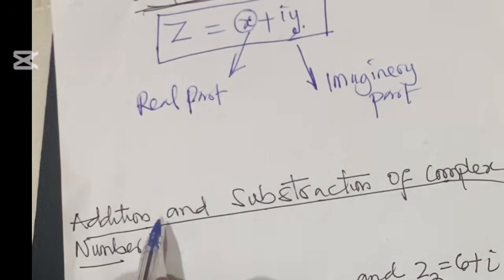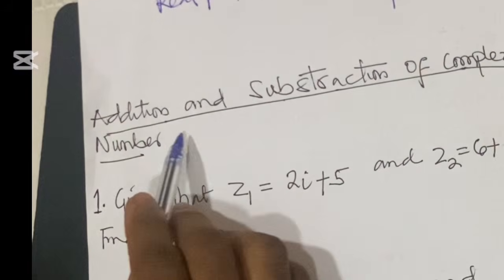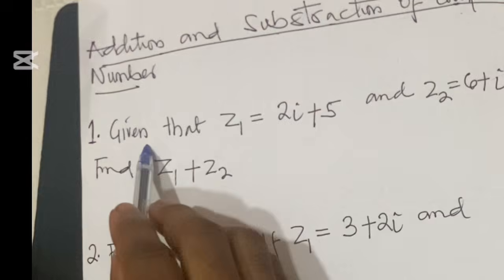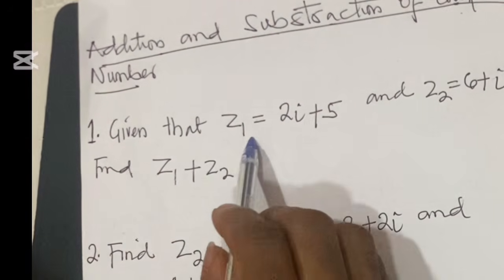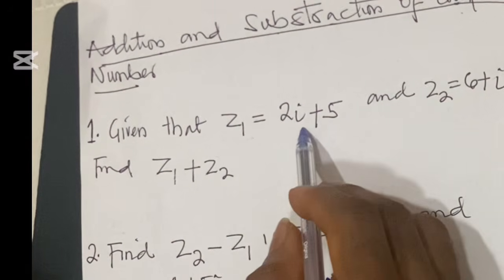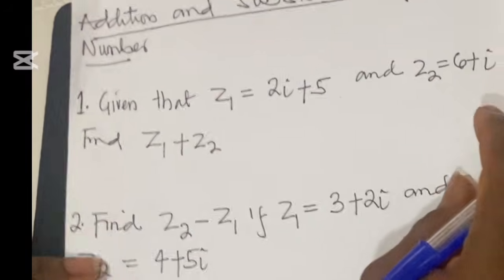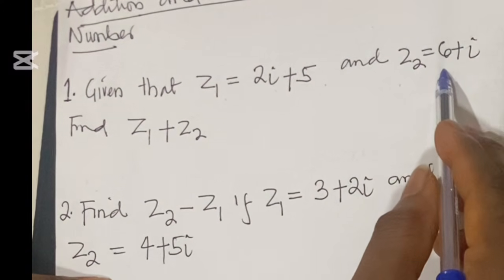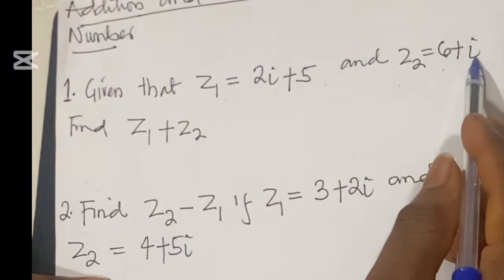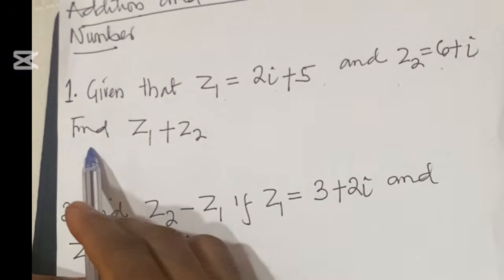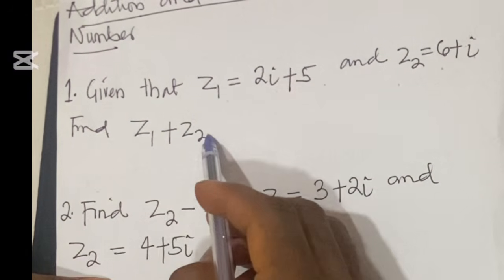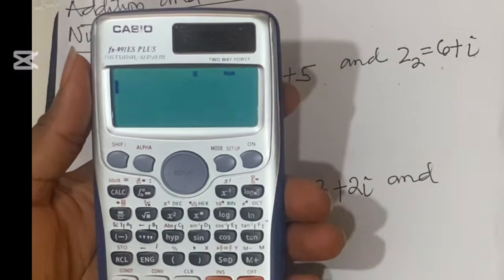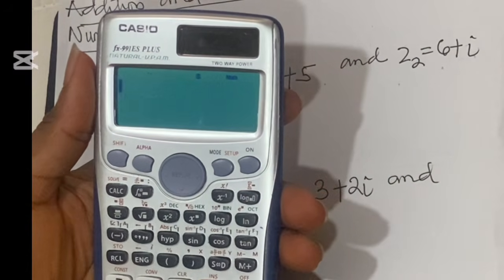Please write: addition and subtraction of complex numbers. We are given that z1 is equal to 2i plus 5 and z2 is equal to 6 plus i. We are asked to find z1 plus z2. So you have to turn on the calculator here. This is how we use calculator shortcuts.